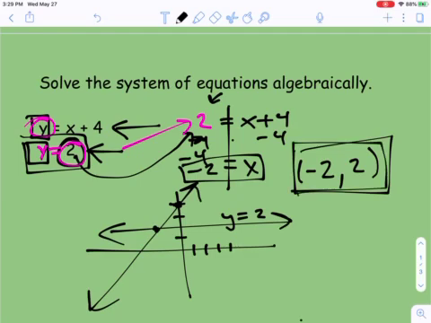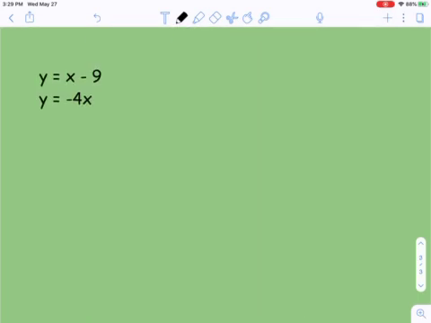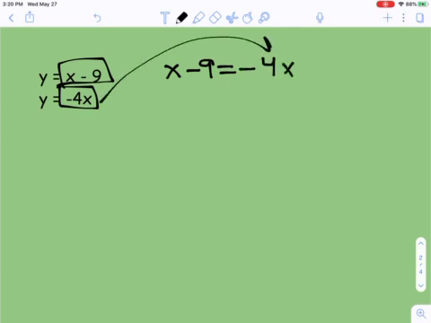Okay, so let's try another one. y equals x minus 9 and y equals negative 4x. So again, we have a situation where we're saying y equals this, but it also equals this. So all we have to do is set those two things equal to each other, and then solve for x. So we'll take x minus 9, and we'll set that equal to negative 4x. So the negative 4x went over on this side, the x minus 9 went over there, and then you just set up your usual problem solving framework that we use.